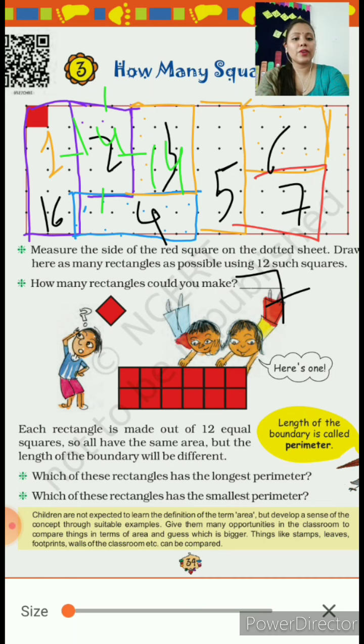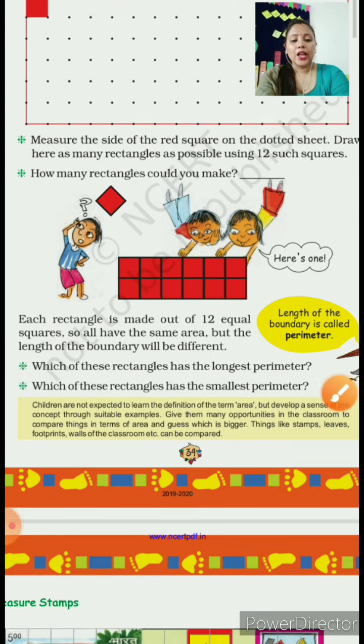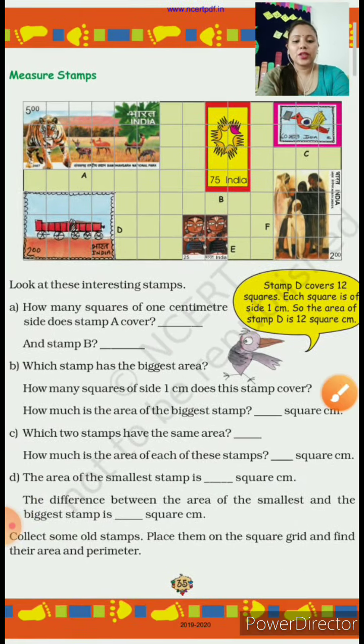Similarly, the perimeter of rectangle number 3 is 14, the perimeter of rectangle number 4 is 16, the perimeter of rectangle number 5 is also 16, and 6 and 7 are 14. The longest perimeter is 16 and the smallest perimeter is 14. Okay. Now come to the next page, page number 35.